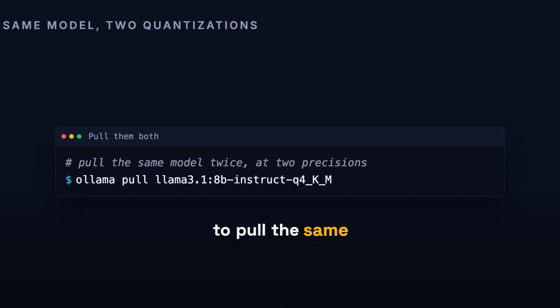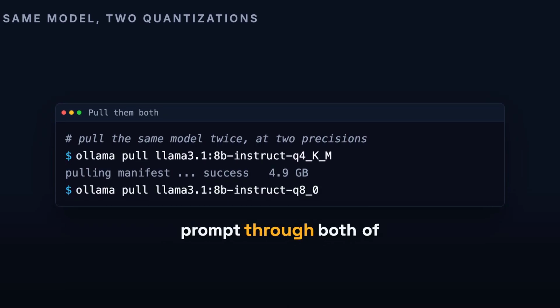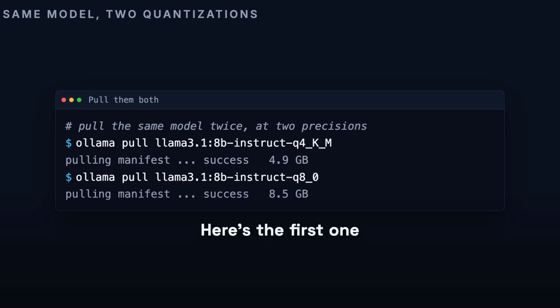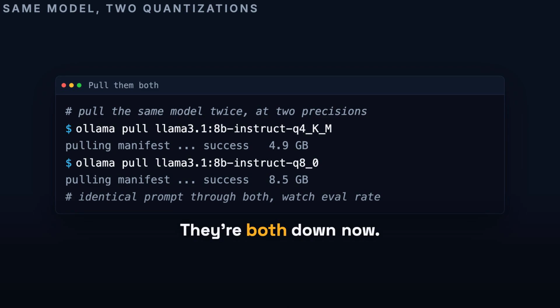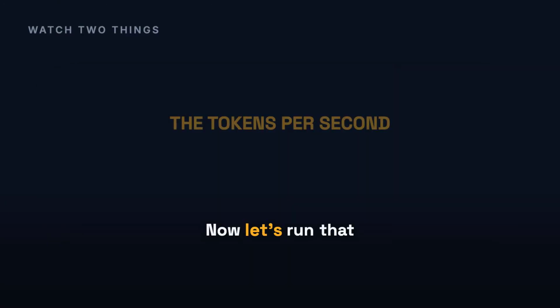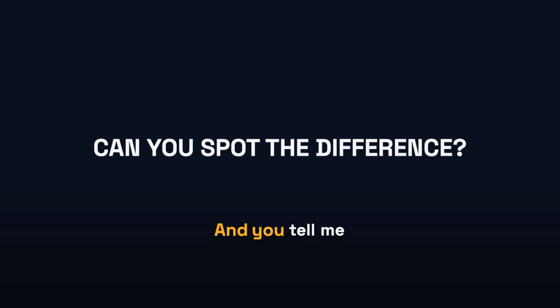I'm going to pull the same model in 2 different quantizations right here, and we'll run the identical prompt through both of them. Here's the first one coming down, that's the 4-bit, and this one here is the 8-bit. They're both down now. Now let's run that same prompt through each of them. Watch the tokens per second on this one, and now watch the answers. And you tell me honestly whether you can spot the difference.